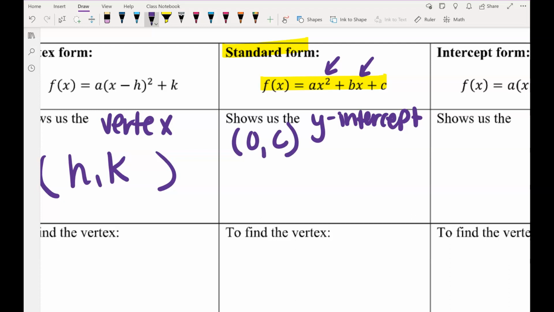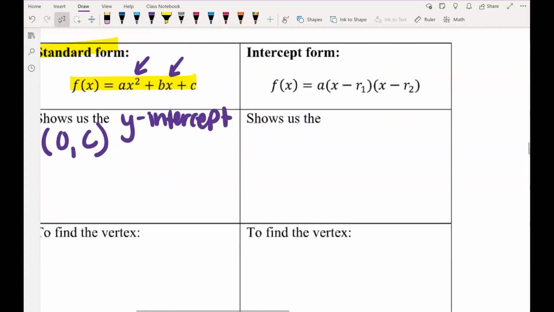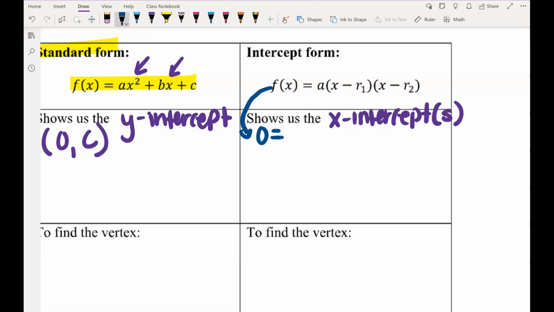Now, the next form is called the intercept form. And the intercept form, students, will show us not the y-intercept, but the x-intercept. Sometimes we have 2, sometimes we have none. We can find the intercept fairly quickly. Now, x-intercept is when y goes to what? 0. So I'm going to take this equation, students, and set y equals to 0.